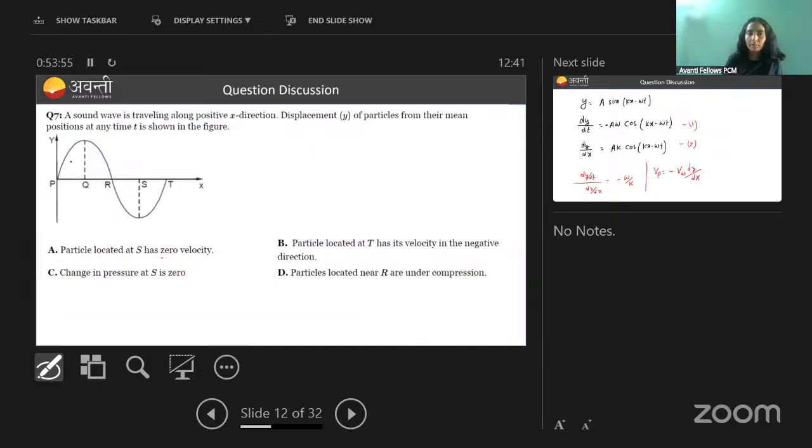So I will just take you through the formula. So here what is given? Y as a function of x is given. So there is a sound wave.